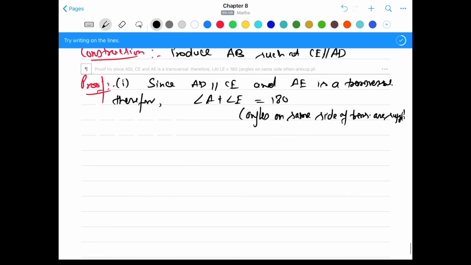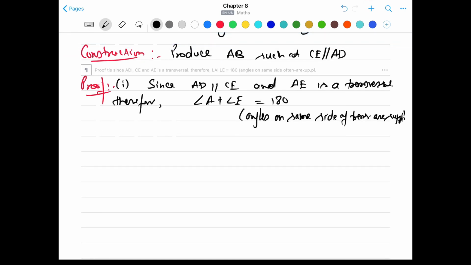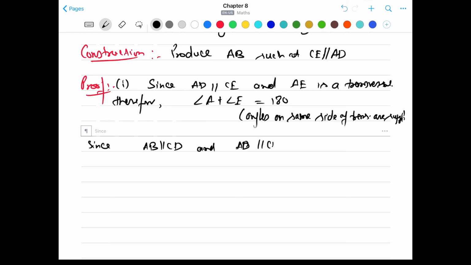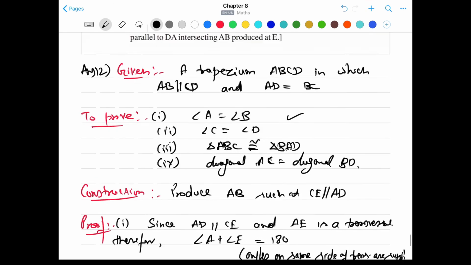Okay, the angles on the same side of transversal are supplementary. That's why these two angles will be equal to 180 degrees. Okay, so we have, since AB is parallel to CD and AD is parallel to CE, therefore we have that AD is equal to CE, and this implies that BC will also be equal to CE.